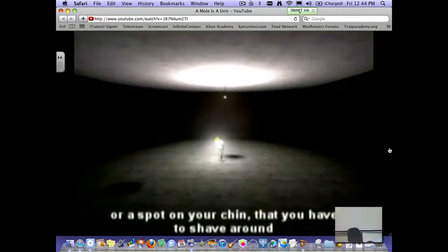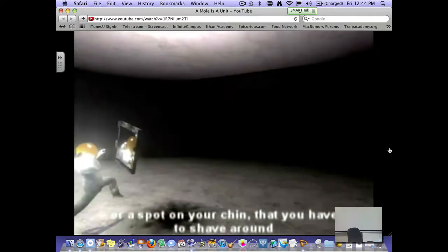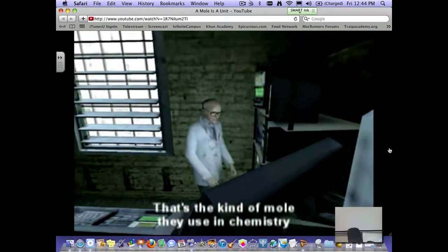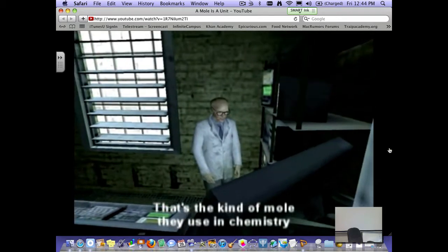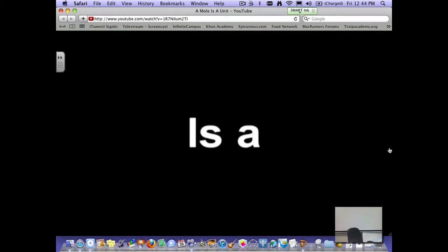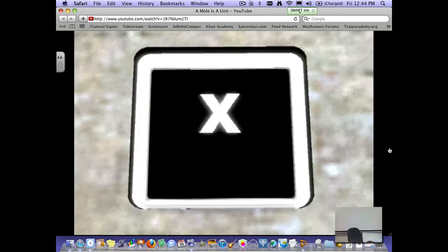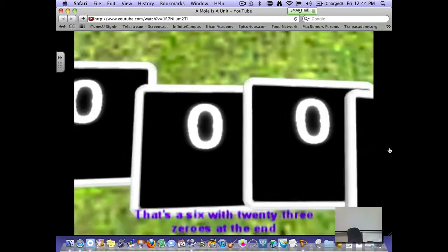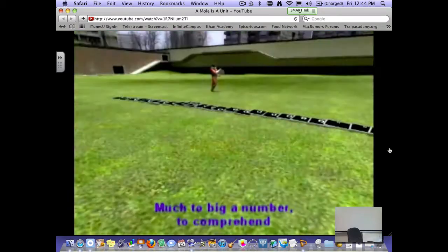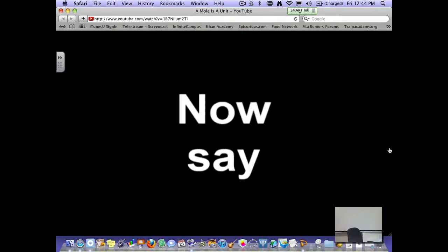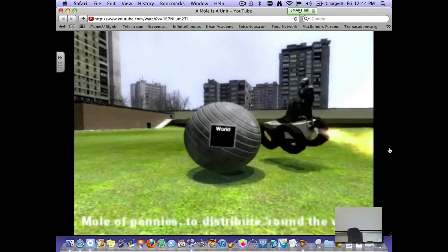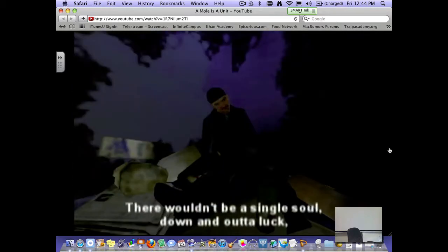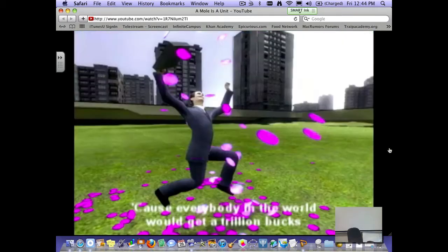In the ground, or a spot on your chin that you gotta shave around. But there's another kind of mole of interest to me. That's the kind of mole they use in chemistry. A mole is a unit, or have you heard, containing 6 times 10 to the 23rd. That's a 6 with 23 zeros at the end. Much too big a number to comprehend. Now say you had a mole of pennies to distribute round the world. Give to each of the 5 billion grown-ups, boys and girls. There wouldn't be a single soul down and out of luck, 'cause everybody in the world would get $1 trillion.